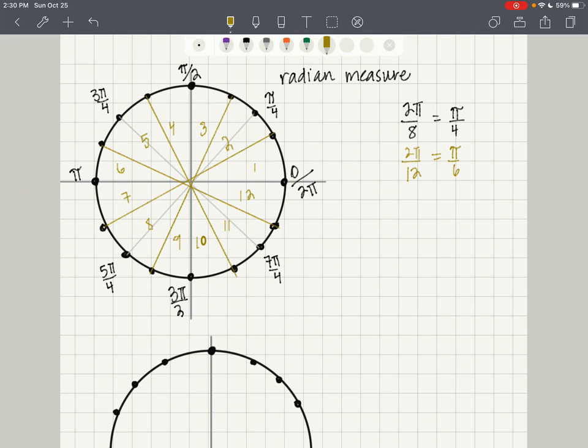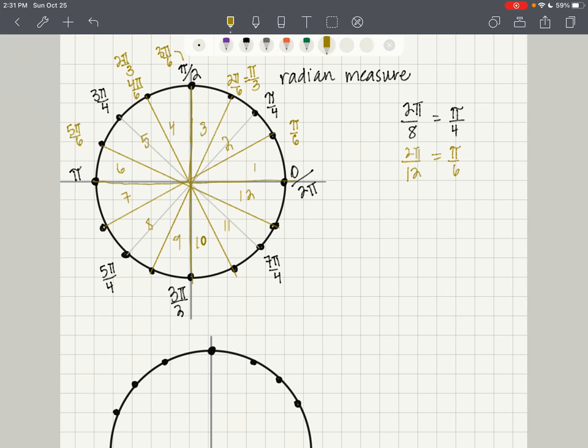So we're looking at the gold. Let's make that the gold. So you can see 1, 2, 3, 4, 5, 6, 7, 8, 9, 10, 11, 12. So we've got 1 pi over 6, 2 pi over 6, which is pi over 3, 3 pi over 6, which is pi over 2, 4 pi over 6, which is 2 pi over 3.